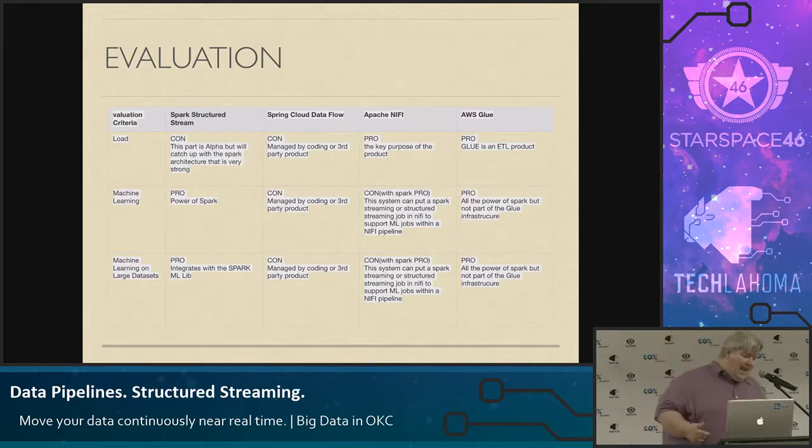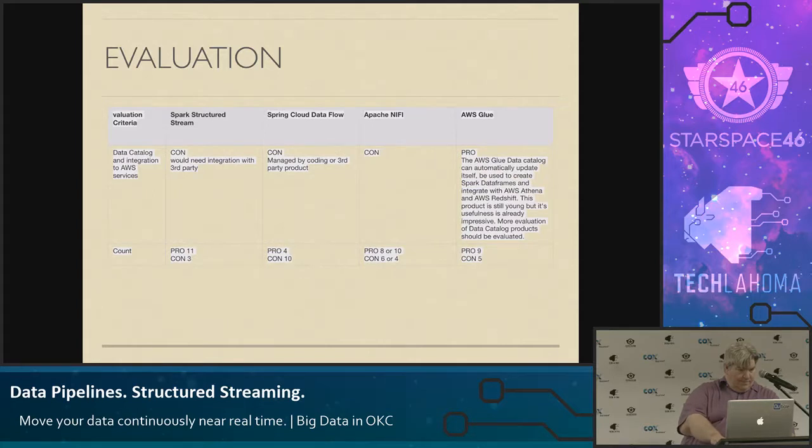I actually would give this a con now that I've actually lived with it. Spark Structured Streaming has its limitations, and I think one of them is machine learning. While our machine learning is done in a batch format. So at the end of the day, we ended up with Spark Structured Streaming. I'm not 100% sure we made the best choice.